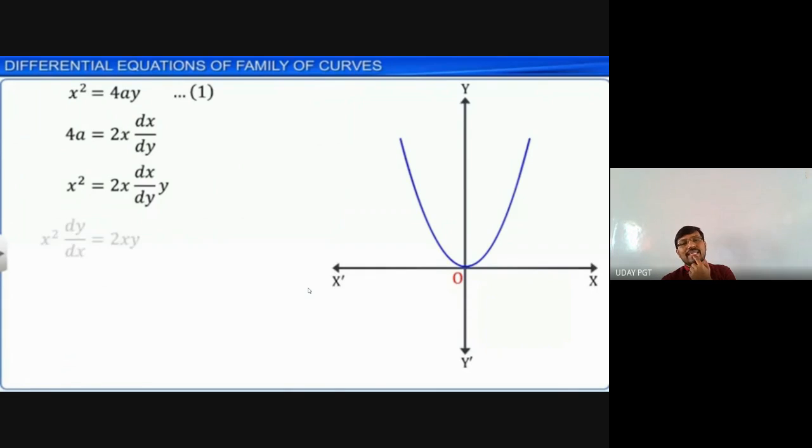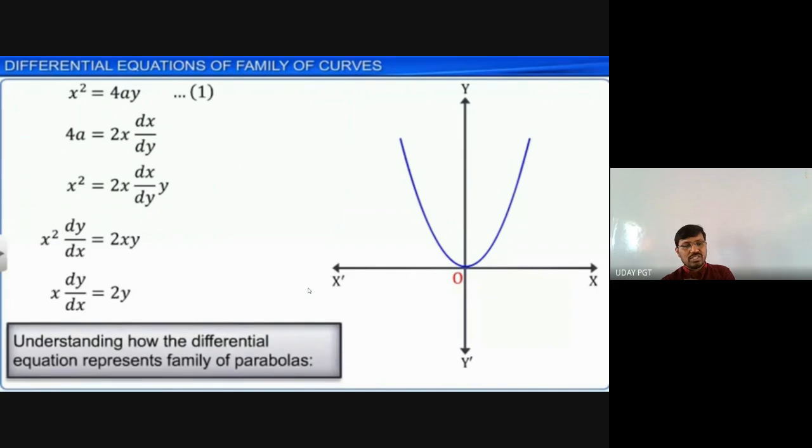So we are going to get x square equal to 2x into dx by dy into y. From this, x square into dy by dx is equal to 2xy. And x on both sides cancelled, and x dy by dx equal to 2y we are going to get. So this is the differential equation with the first order and first degree.